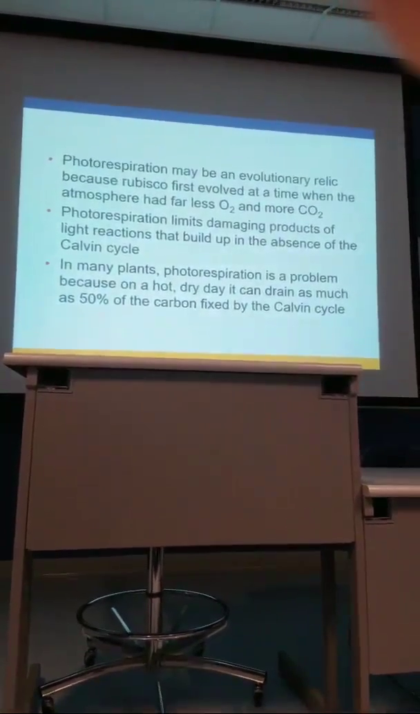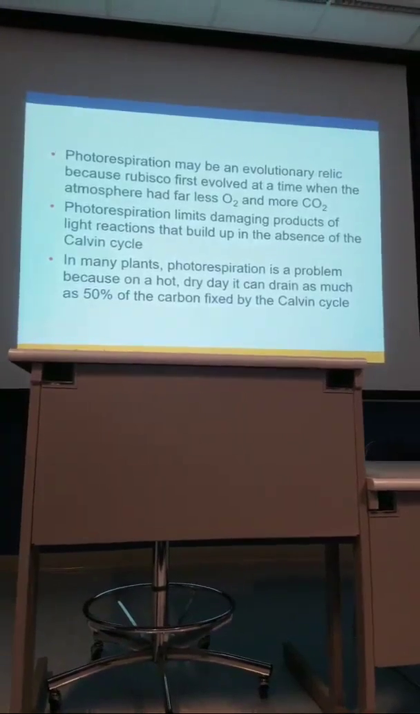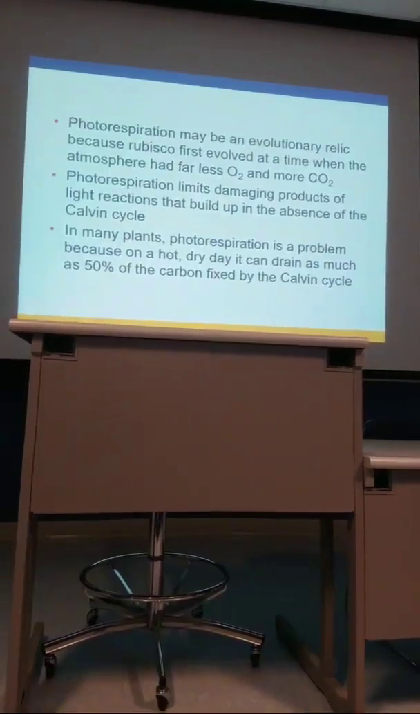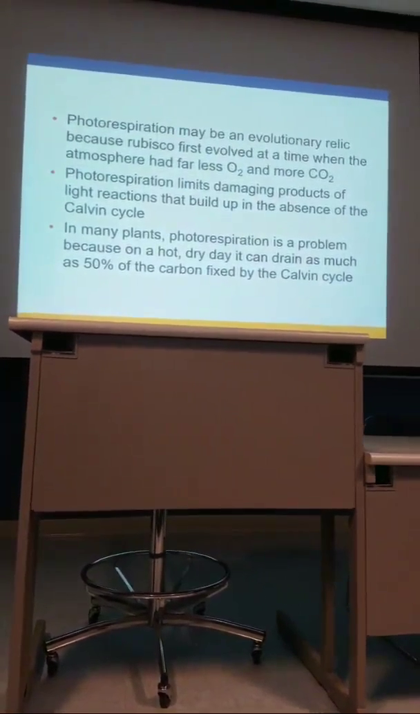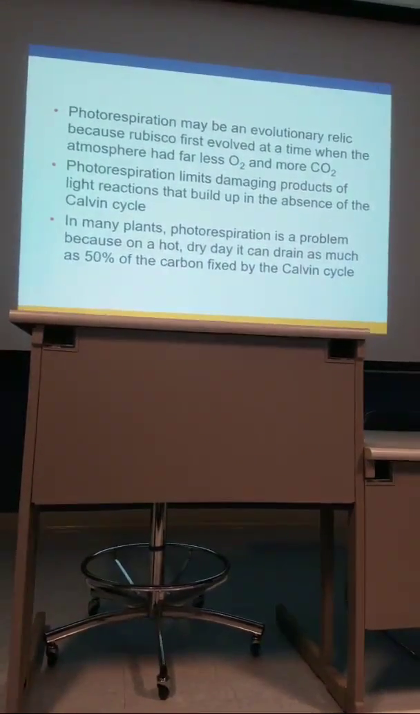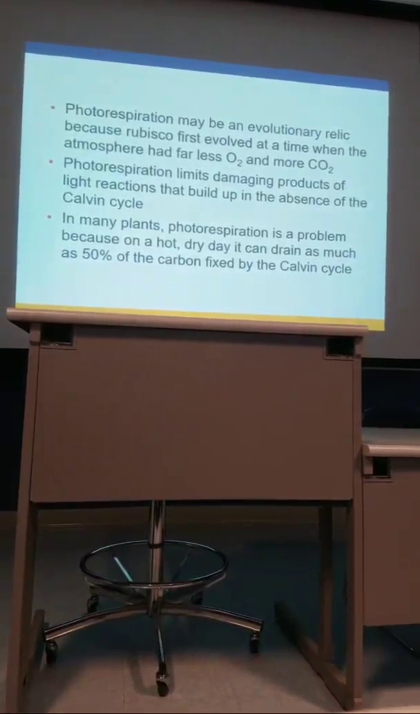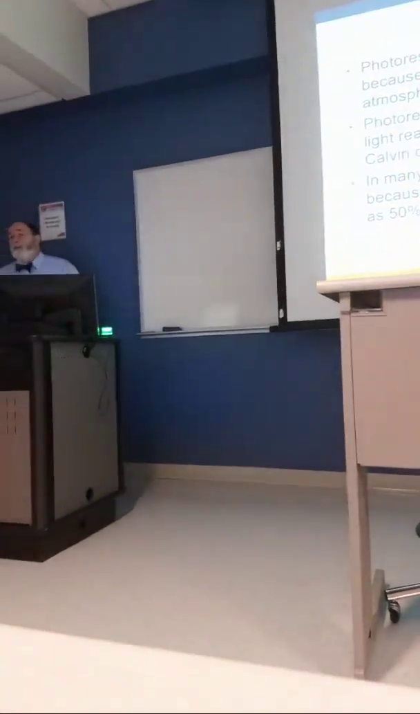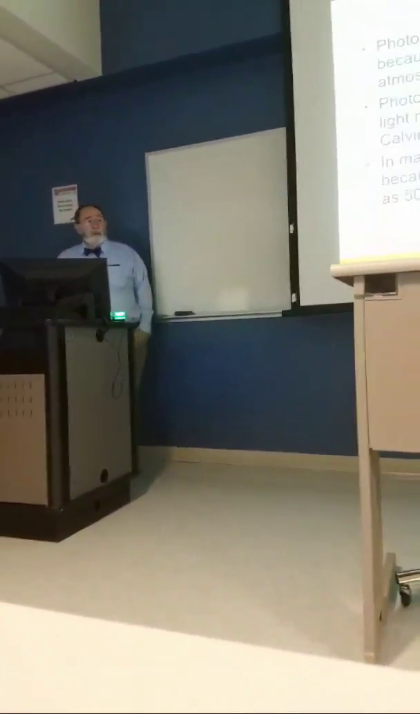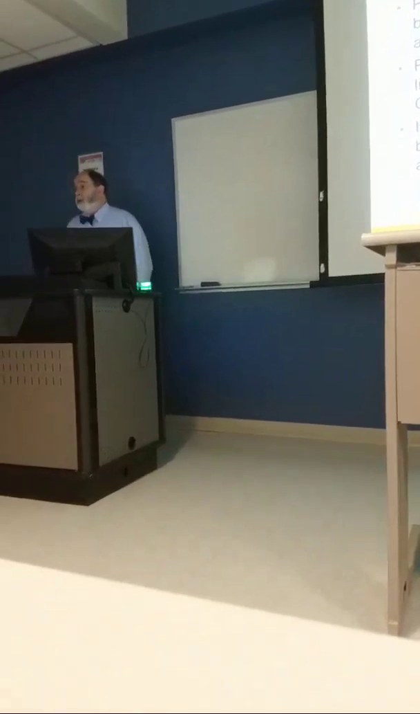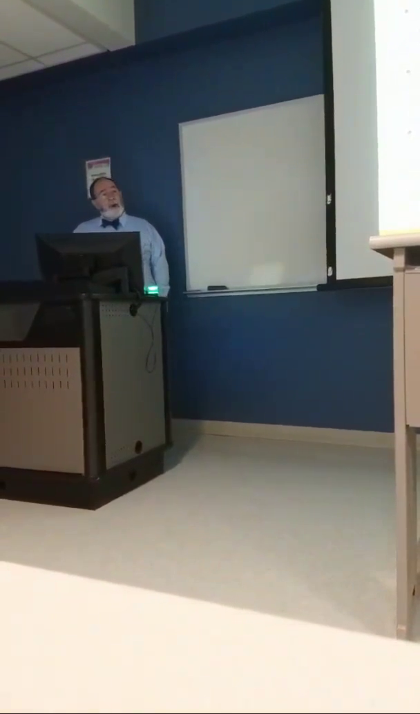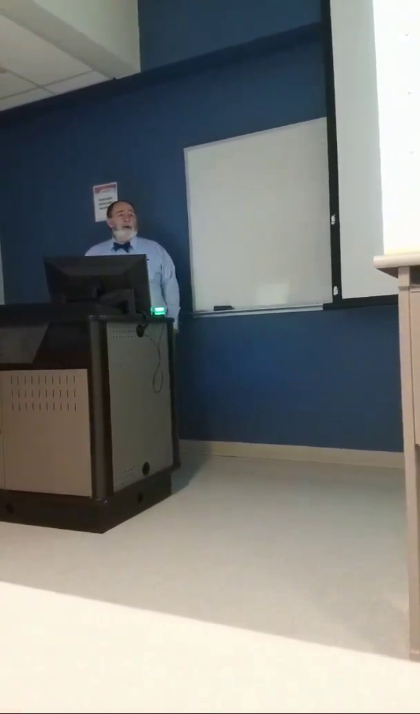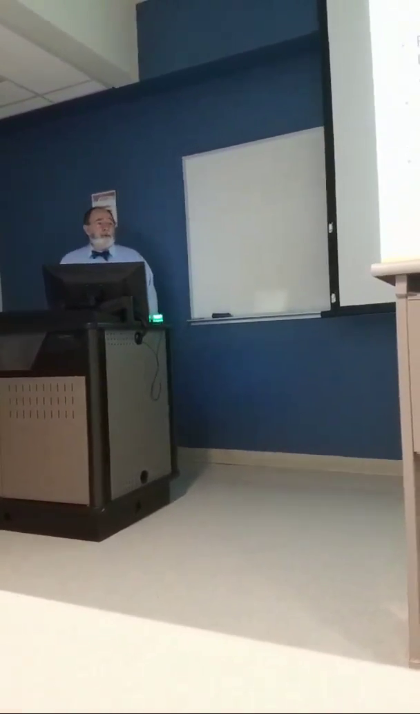In many plants, photorespiration is a problem because on a hot, dry day, it can drain as much as 50% of the carbon fixed by the Calvin cycle. Remember, going through the Calvin cycle and carbon fixation is just part. We have to have water. We have to have that hydrogen to make the sugar, to do the reduction. And if we don't have everything that we need there, taking in that carbon dioxide and having that oxygen build up is not a good thing.